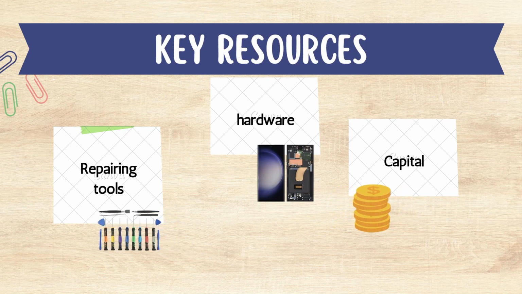Moving on to the third, we have key resources for operating this business. First of all, we will need a bunch of repairing tools, ranging from common ones such as screwdrivers to specialized tools like a hot air station. We also need hardware to repair electronics. The hardware we use is commonly replacement parts such as LCD screens to repair broken smartphone screens, and we also have to get PC parts to repair what is broken on a desktop or laptop.